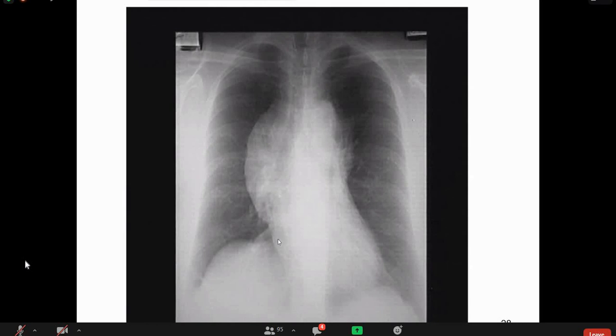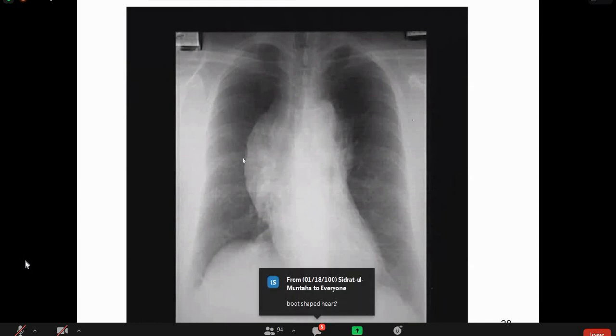Okay, so what do you think it is? And what has happened to the heart? What has happened towards the left border of the heart? What has happened towards the right border of the heart? We can't see an apex, but we can see one bulge, two bulge, and this whole side is enlarged, is bulky, is heavy.